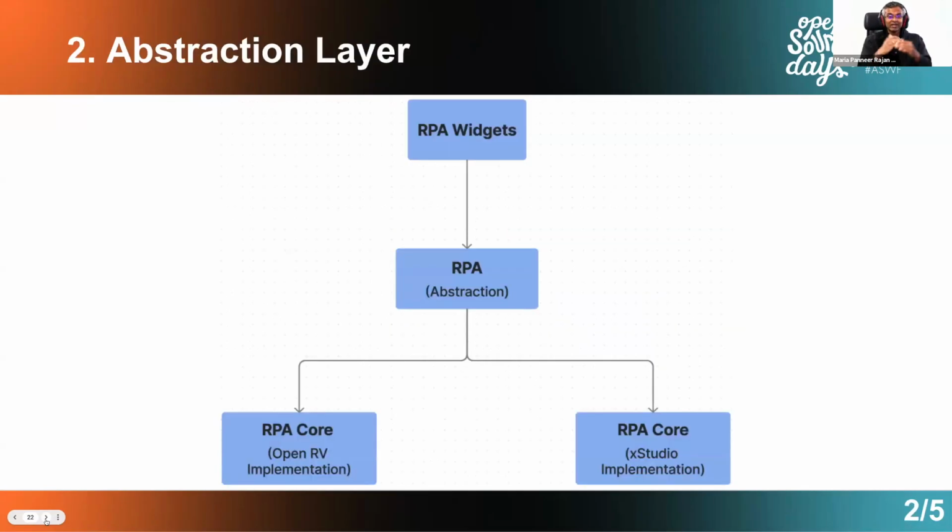Next. So the second idea: RPA fundamentally is an abstraction layer on top of review systems such as OpenRV and XStudio. This basically empowers VFX and animation studios to build their review tools and workflows one time using the RPA API, and then they are free to use their review tools on top of any review system such as OpenRV, XStudio, or even Nuke for that matter, as long as that application has the RPA implementation on it.